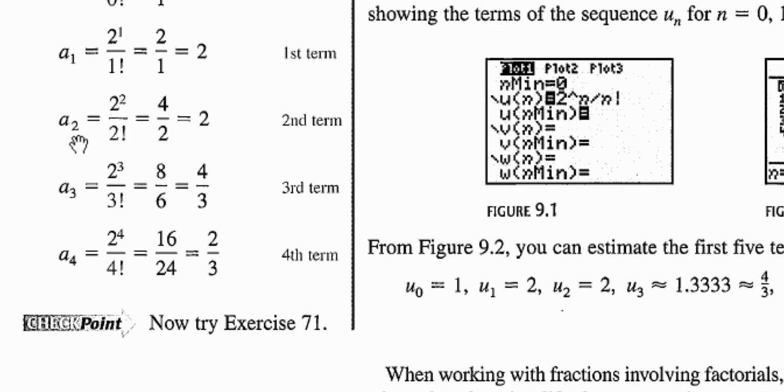A sub 2 is 2 to the 2 over 2 factorial. That's 4 over 2, which is 2. So the second term is 2. A sub 3 is 2 to the 3rd power over 3 factorial, which is 8 over 6, which reduces to 4/3. So the third term is 4/3. A sub 4 is 2 to the 4th over 4 factorial, which is 16 over 24, and that reduces to 2/3. So the fourth term is 2/3.